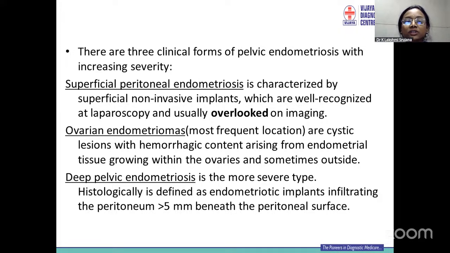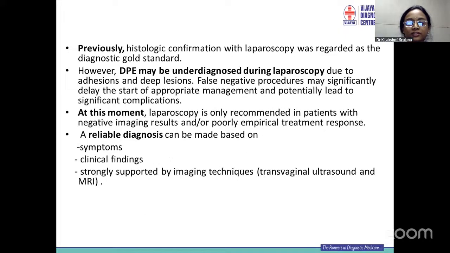And coming to deep pelvic endometriosis, it is the more severe form. It is defined as the endometriotic implants infiltrating the peritoneum more than 5 mm beneath the peritoneal surface.